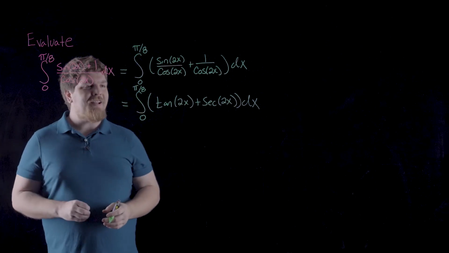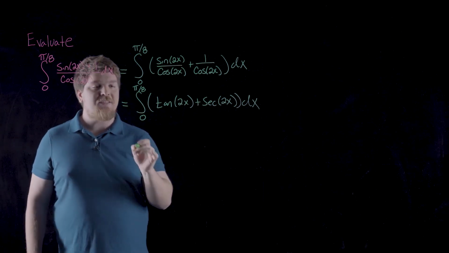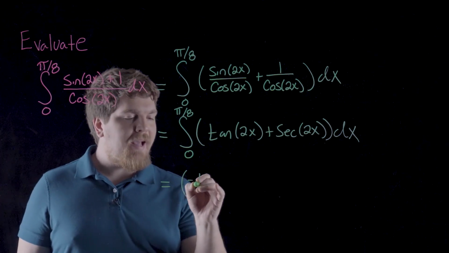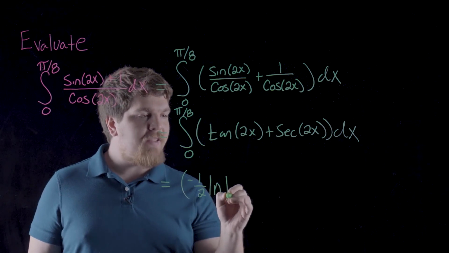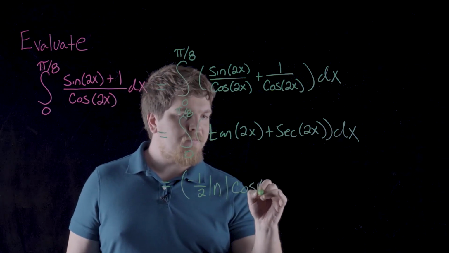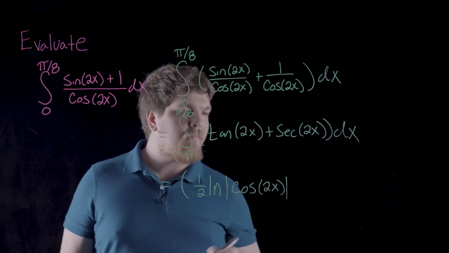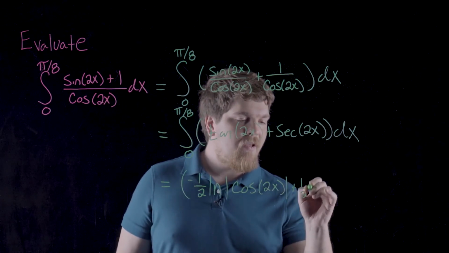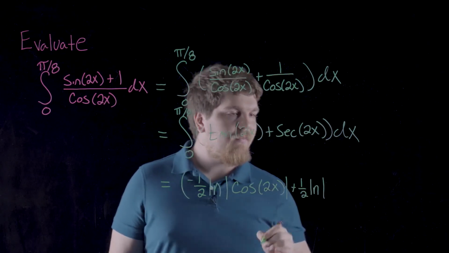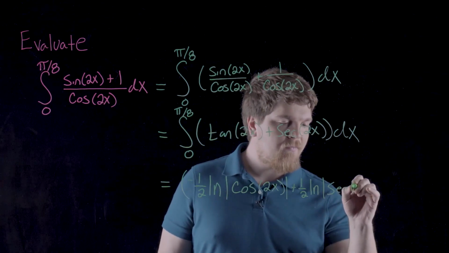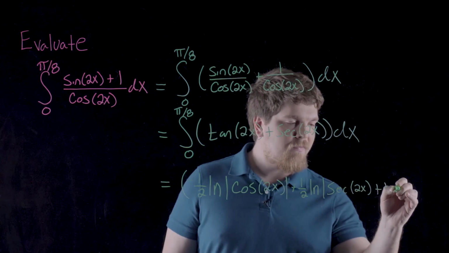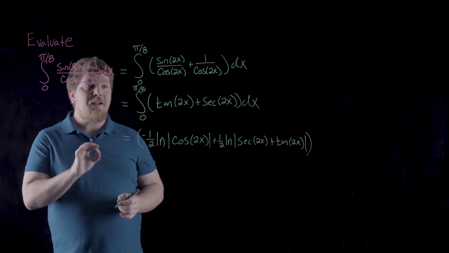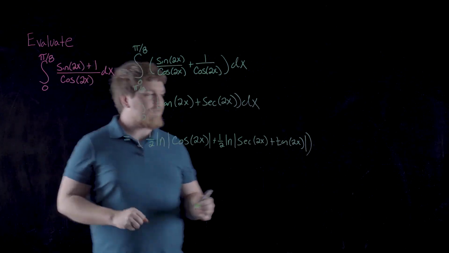It's at this point that we can go ahead and evaluate the antiderivative of tangent of 2x plus secant of 2x. The antiderivative of tangent of 2x will be negative 1/2 the natural log of the absolute value of cosine of 2x, and the antiderivative of secant of 2x will be positive 1/2 the natural log of the absolute value of secant of 2x plus tangent of 2x. It's at this point that we would like to evaluate our antiderivative from x equals 0 to x equals pi over 8.